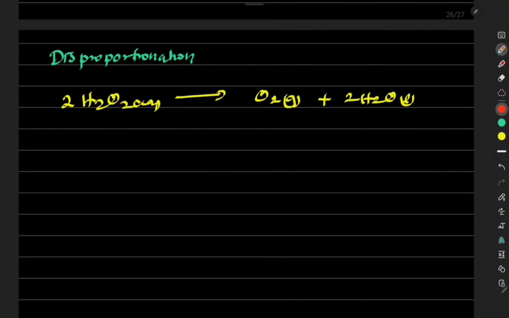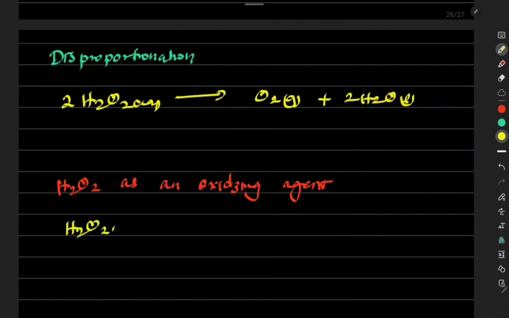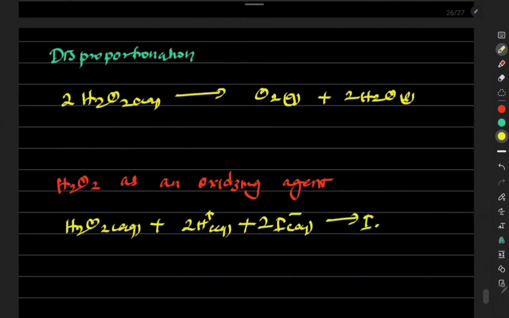Next is H2O2 as an oxidizing agent. Hydrogen peroxide as oxidizing agent. Let's write the reactions. H2O2 aqueous plus 2H+ aqueous plus 2I- aqueous form I2 aqueous plus 2H2O liquid.